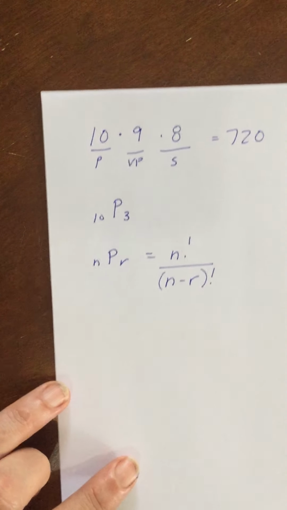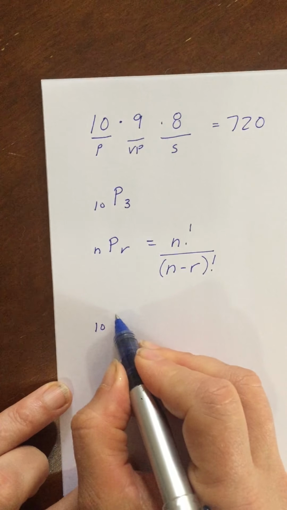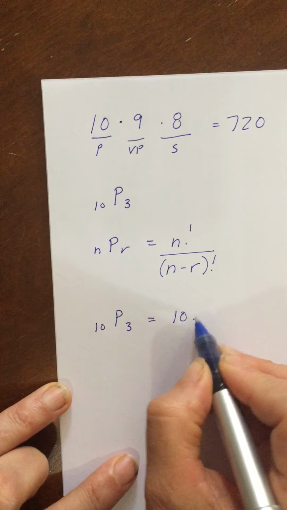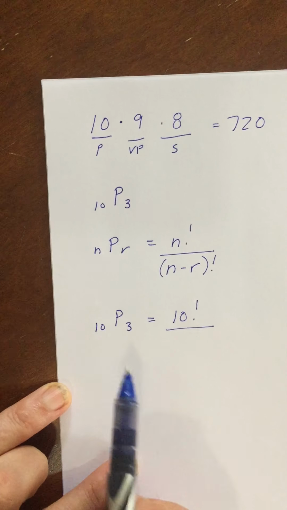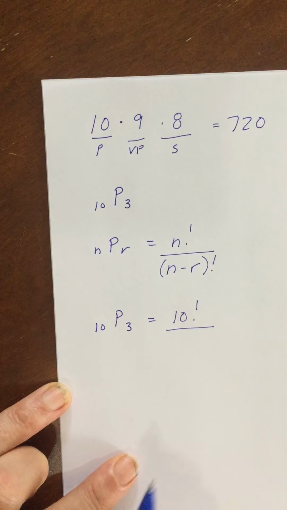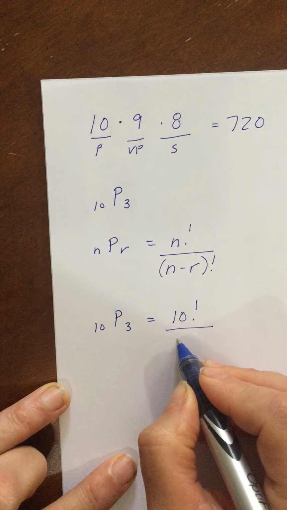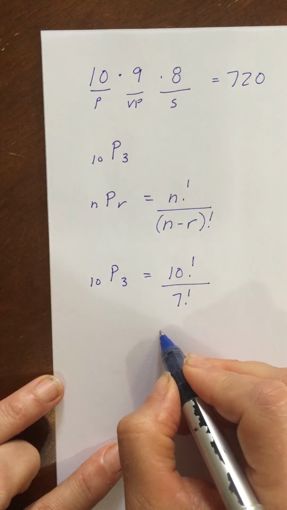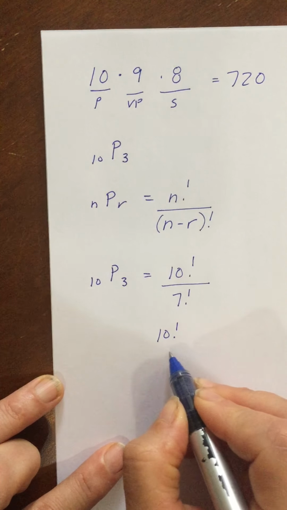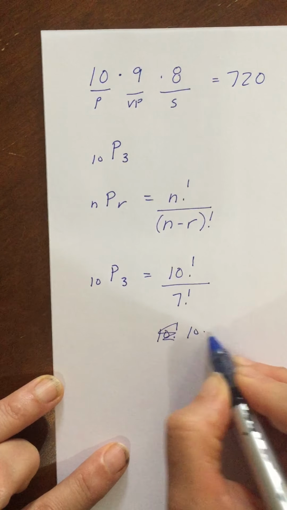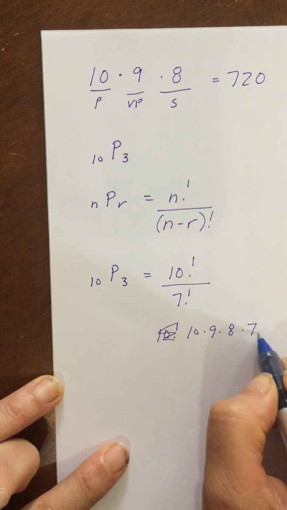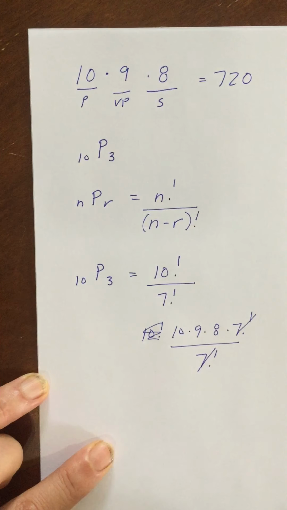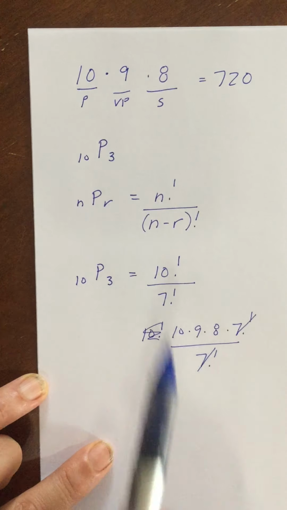So I'm going to put 10 and 3 in, so it's going to be 10P3. And then that's going to be 10 factorial, and then I have to subtract, n minus r, so that's going to be 7 factorial. And of course, using simplifying methods that I had before, 10 factorial is 10 times 9 times 8 times 7 factorial over 7 factorial.